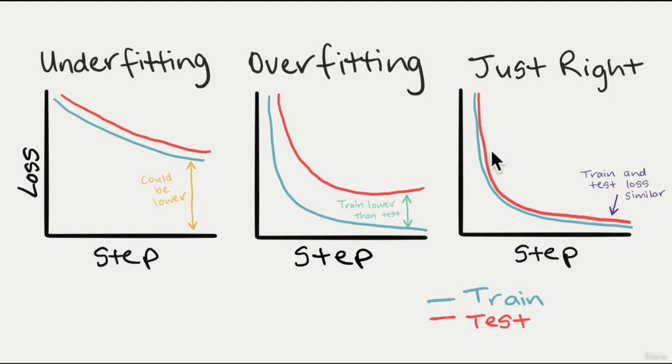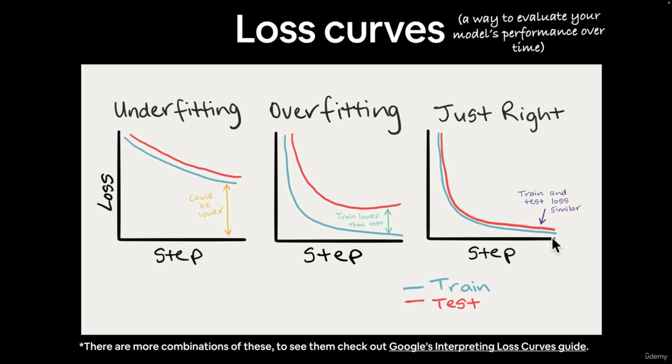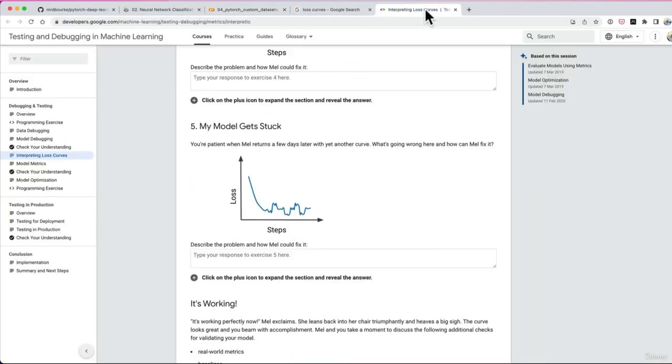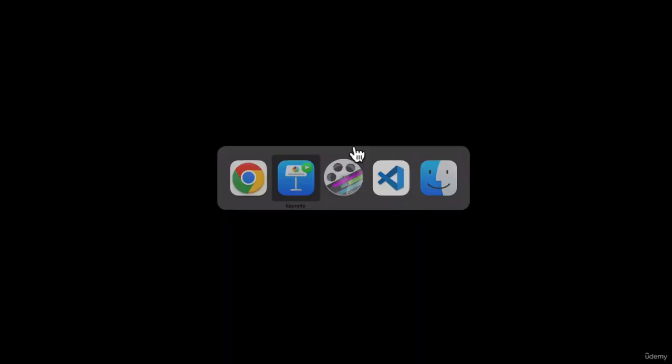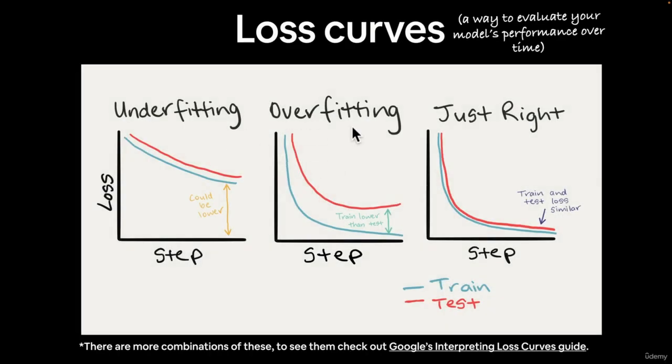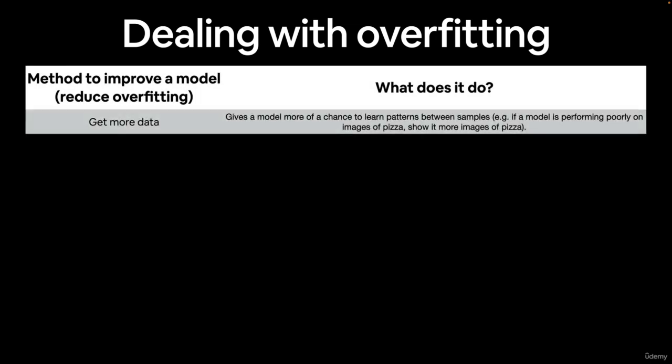And just right, ideally, you probably won't see loss curves this exact smooth. I mean, they might be a little bit jumpy. Ideally, your training loss and test loss go down at a similar rate. And of course, there's more combinations of these. If you'd like to see them, check out Google's loss curve guide that you can check up there. That's some extra curriculum. Now, you probably want to know, how do you deal with underfitting and overfitting? Let's look at a few ways. We'll start with overfitting.